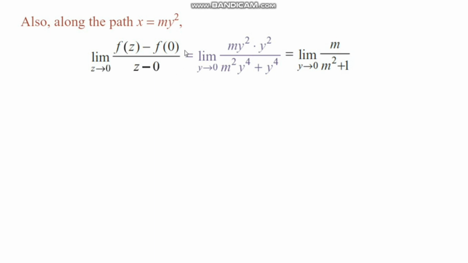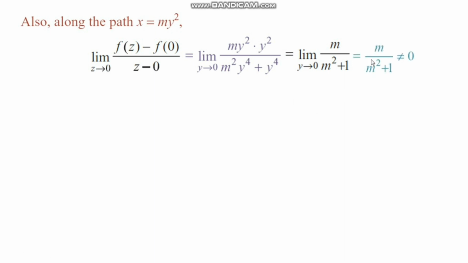The limit of this function depends on the parameter m. So we have infinitely many values for the parameter m. Why? Because we can assign m equal to 1, we will get x equal to y square. When m is equal to 2, x equal to 2y square. When m is equal to 100, x equal to 100y square. When x is equal to 1000 y square, m is equal to 1000.